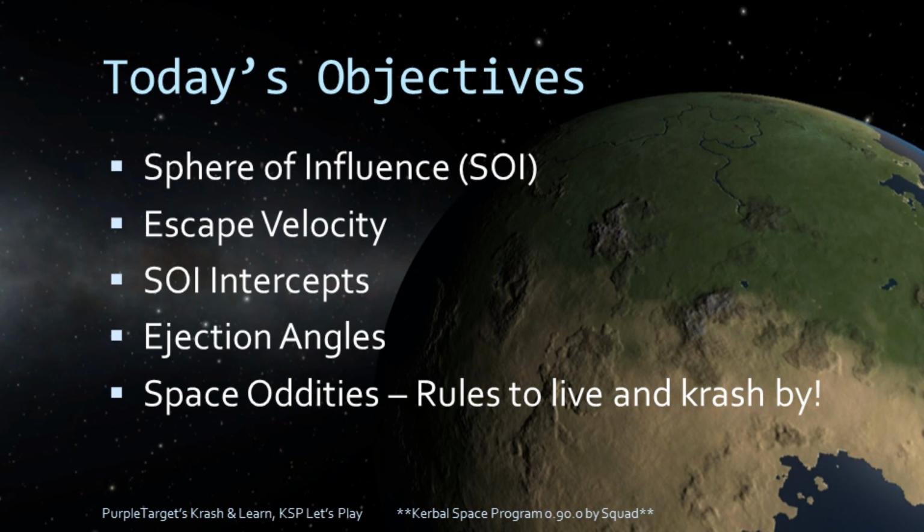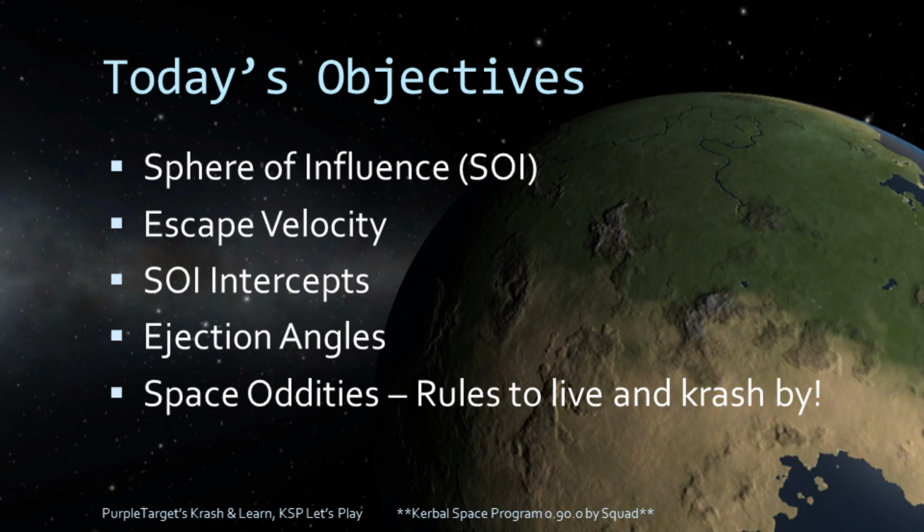For today's objectives, we're going to follow up the last couple episodes about Hohmann transfers and look at what happens when we want to leave the gravitational influence of the planet or moon that we're at, and how to plan out burns accordingly so that we can plan a burn from inside the sphere of influence of one planet to allow an efficient transfer to another SOI.